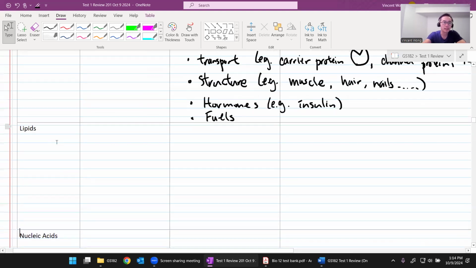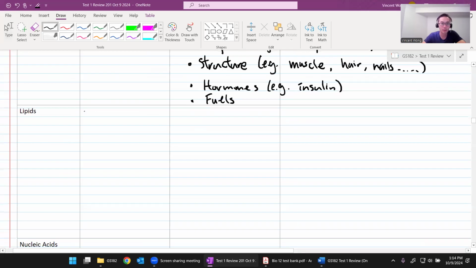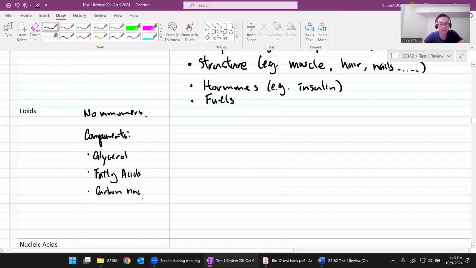All right, lipids. There are no monomers, but there are components. All right, so the components would be things like glycerol, fatty acids, carbon rings, right? Phosphate.